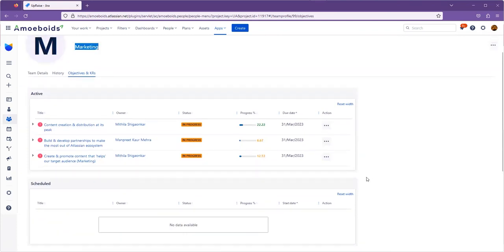Active, scheduled, and past. Right now, these are the three buckets that are available on both user profile as well as team profile pages.